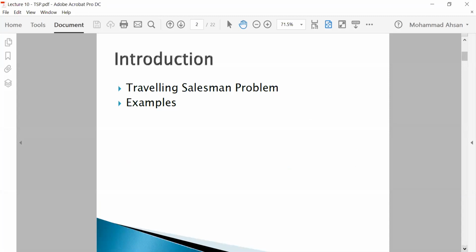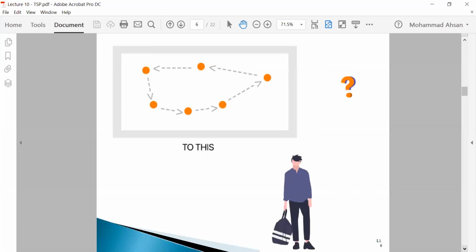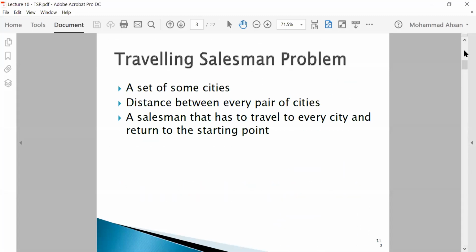So the problem we have is known as the traveling salesman problem. I don't know if you have heard of this problem. There is a salesman who has to visit, let's say, some number of cities. He has to start from a particular city, visit all the cities exactly once, and come back to the starting point. So this tour which he's going to take, starting let's say at city number one, visiting all the cities and then coming back to one.